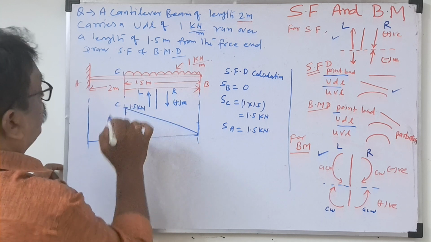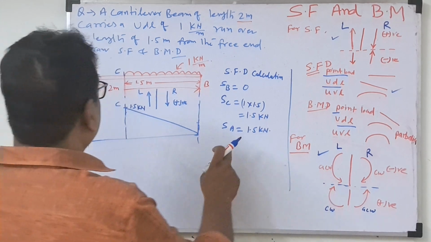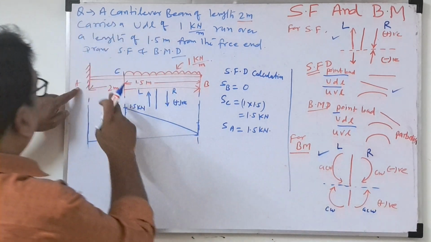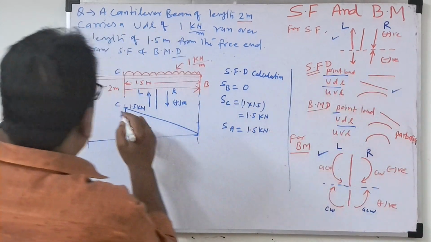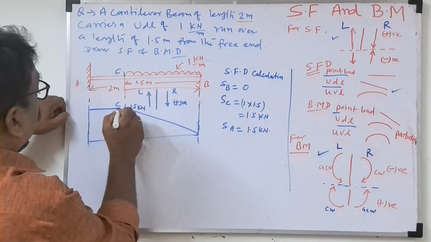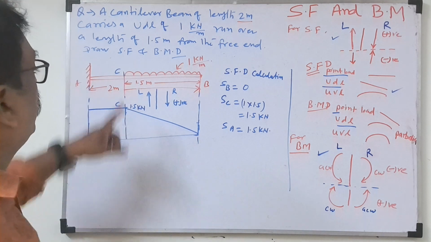Kilonewton, this is the shear force at point C. Now from C to A, there is no load, so it will be a horizontal line. No load means a horizontal line. This is the shear force diagram for the given question.